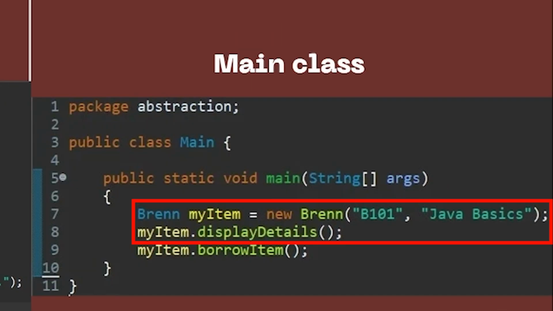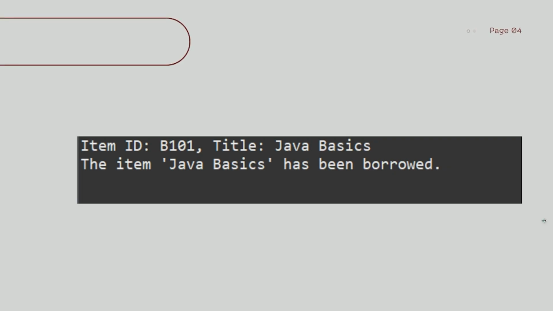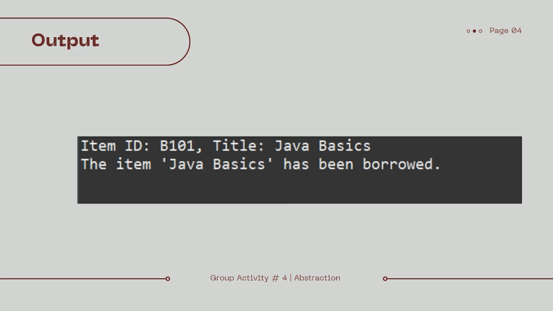Here in the main class, we instantiate Brenn myItem equals new Brenn B101 Java Basics. We created an instantiation and called myItem to output. The output is item ID B101, title Java Basics.